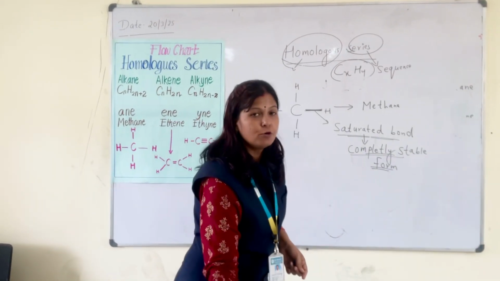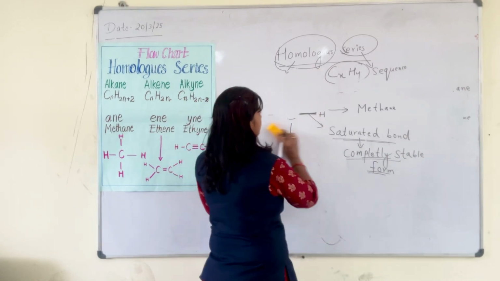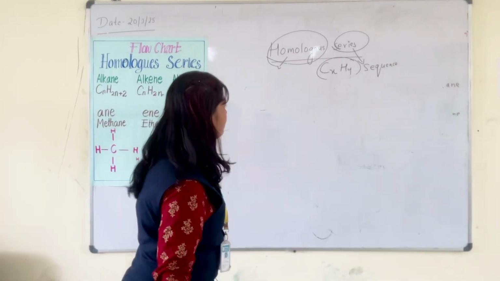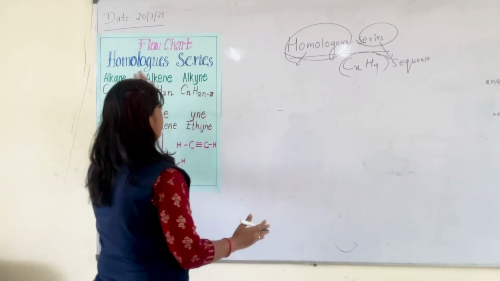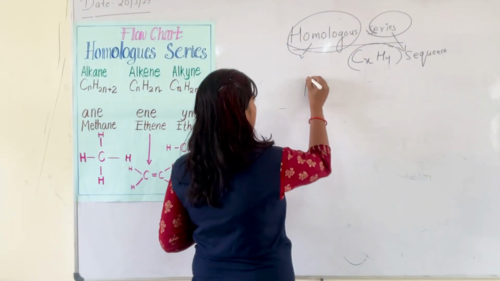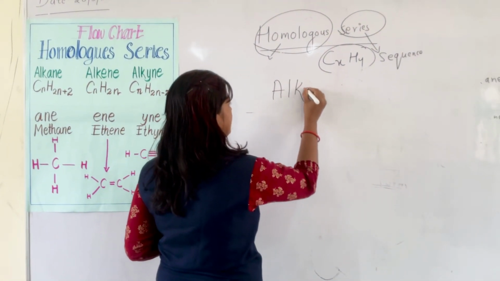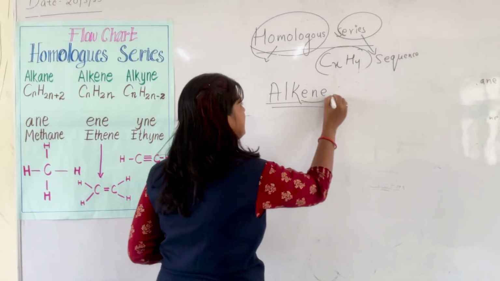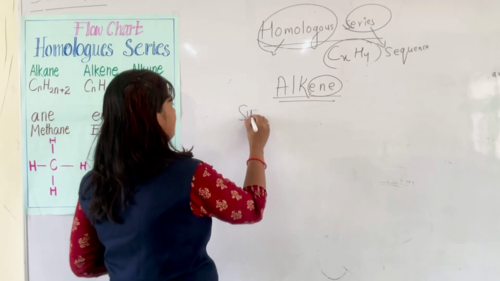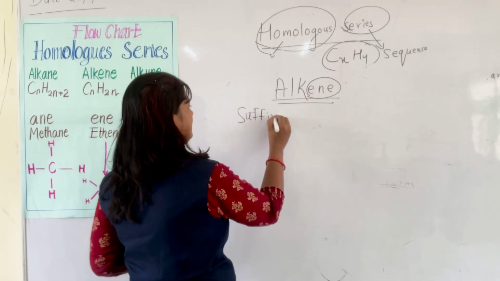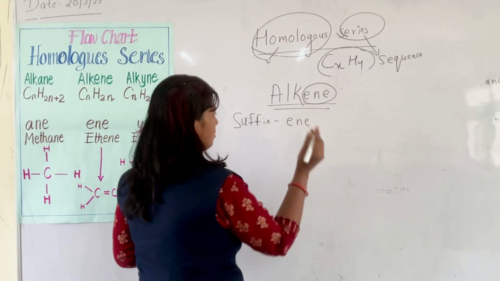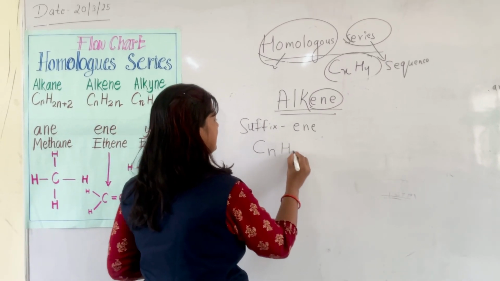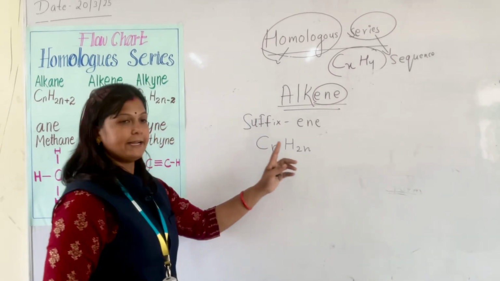Now we will come to alkene. Right children? Are you understanding? It's very easy. After going through this, we will come to the flow chart. Now, the second member is alkene. As you see in the name alkene, the suffix is ene. Now, the general formula is CnH2n. This is the general formula.